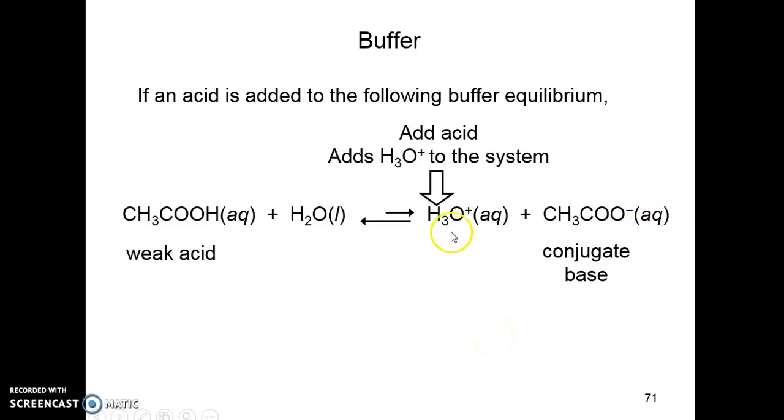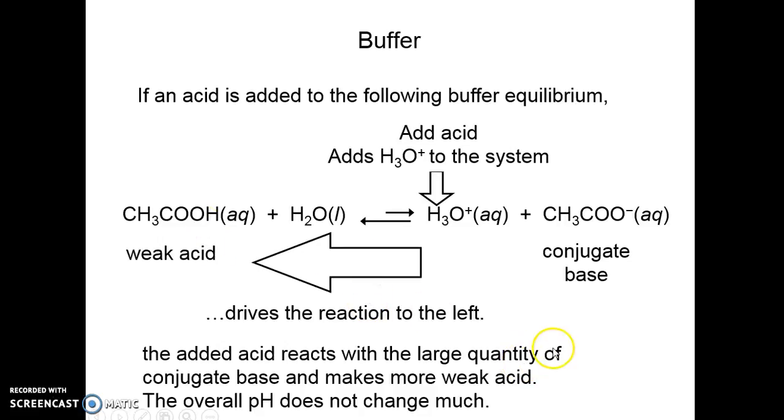If I add acid to the system, I cause this to increase. There's so much of this available that the increase is consumed and more acetic acid is made. So the equilibrium shifts to the left. However, the amount of acetate and the amount of weak acid is so large that when I'm adding a small amount of acid, I don't change the percentages of these much. So my proton concentration reverts to what it had been before I added acid.